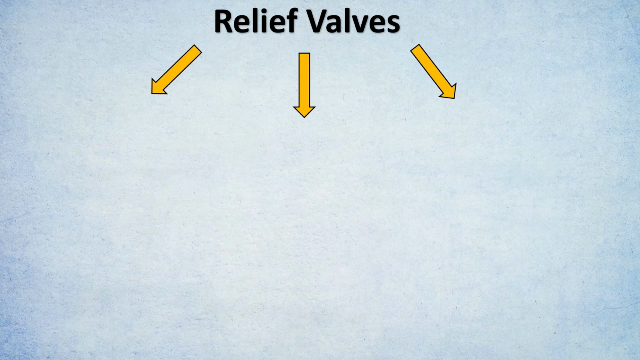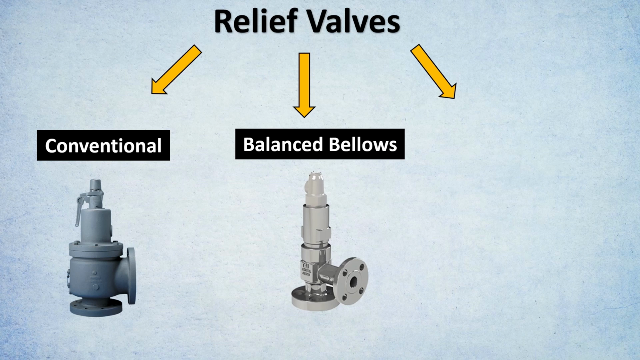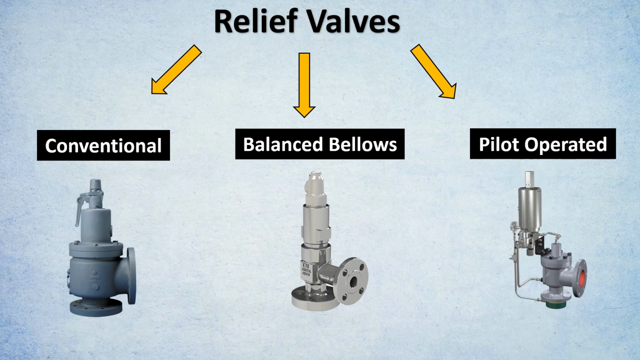Relief valves are divided usually into three categories. The first one being the conventional relief valves, balanced bellows relief valves, and pilot operated relief valves. Now let us try to first understand about conventional relief valve.